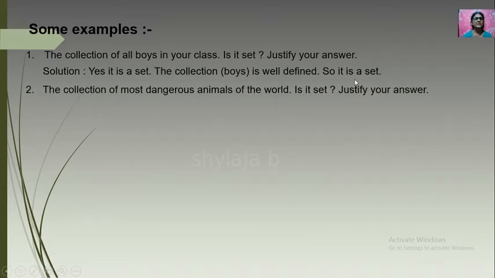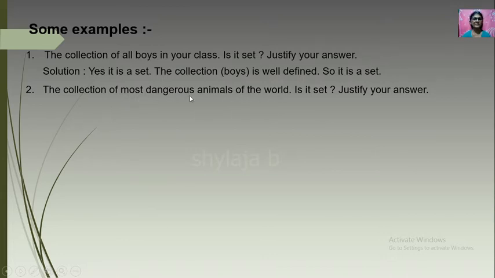Second example is the collection of most dangerous animals of the world. Is it a set? Justify your answer. So look at this. Most dangerous. Carefully read this sentence. The collection of most dangerous animals of the world.